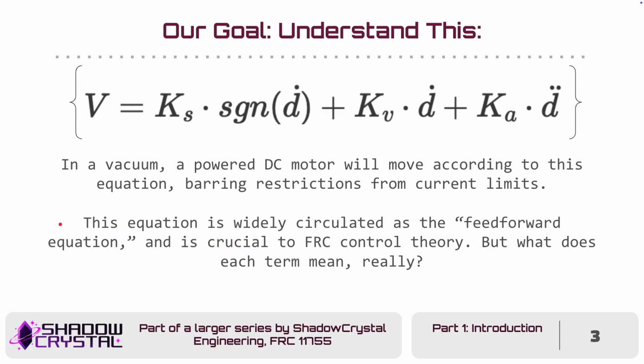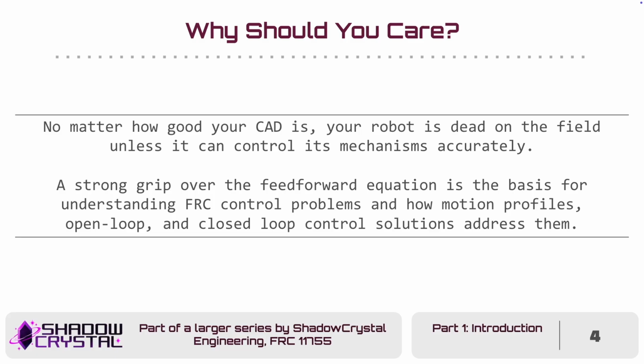So, what our goal is today is in fact to understand this equation. This is known as the feed-forward equation. And in isolation, a powered DC motor without any external forces applied onto it will move according to this equation. If you've ever been in the WPILib documentation, if you're a software kid, then you'll know this as the feed-forward equation if you've looked at the control theory section. And it is vital to being able to operate a mechanism accurately. We're going to be dissecting what each term means, how the equation can be derived, and how you can use it to effectively control your mechanisms.